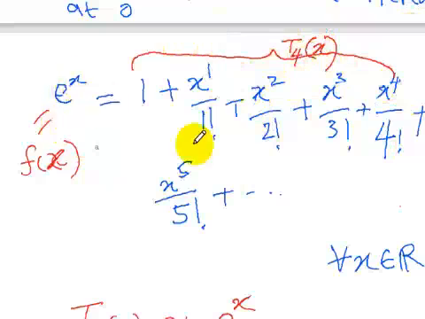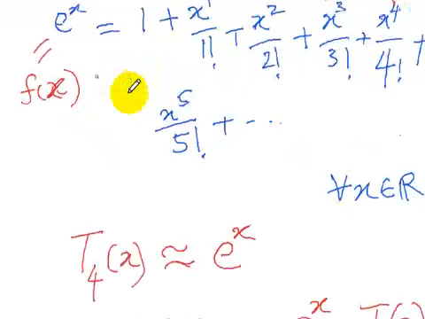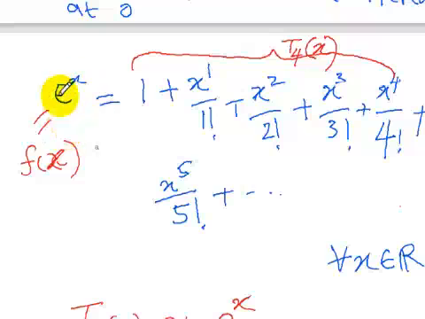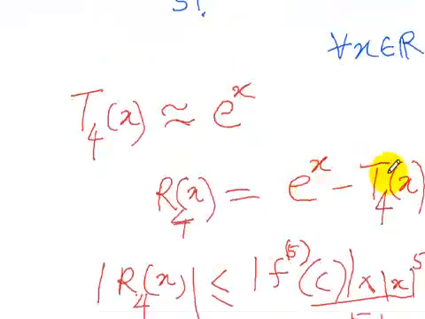At the center, which is 0 here, what is the value of the left hand side? e to the 0, which is 1. If you plug the center value into the polynomial, you get the same value, 1, since all the other terms are 0. So at the center there is no difference between the approximation function and the actual function. But if you go away from the center, it will generate an error.